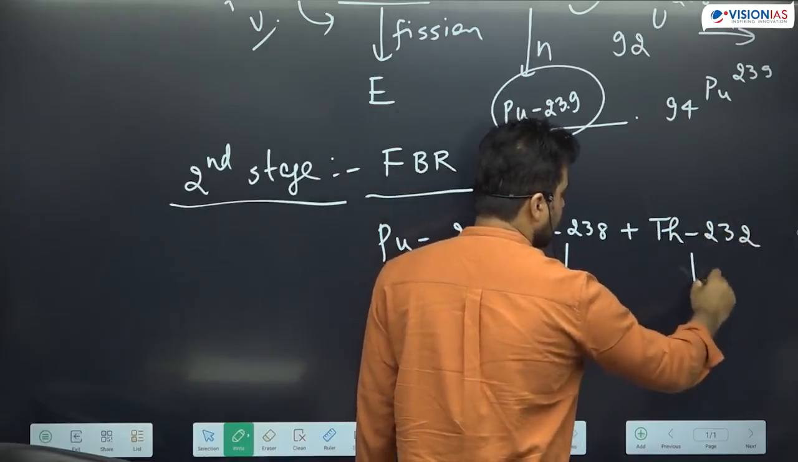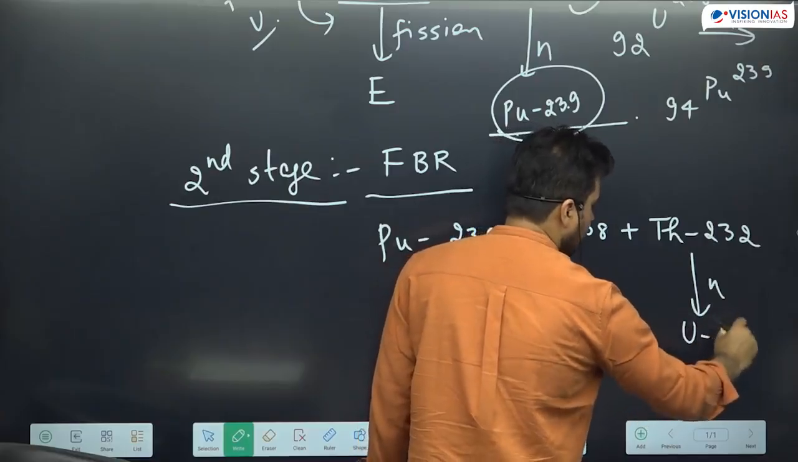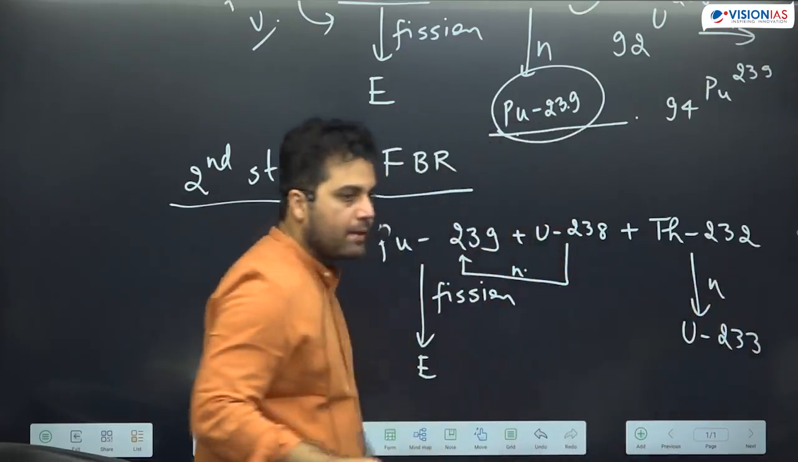And thorium can absorb a neutron, and this can convert into uranium-233.